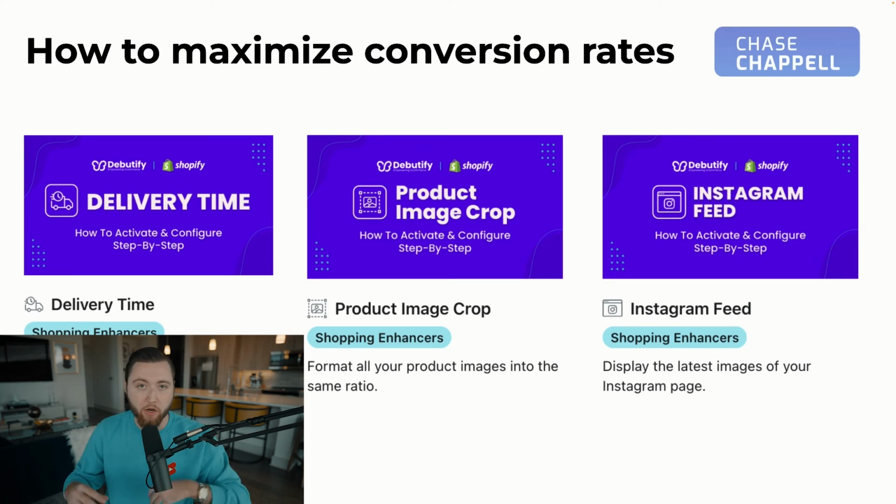Product image crop. We know if the images are 1080 by 1080, squared up and perfectly cropped and aren't varying in size, it's definitely going to help with your conversion rate. So you're going to want to make sure to format all your product images into the same ratio. This is all stuff that the theme covers, and I highly recommend to check it out. And adding your Instagram feed, like we were talking about, the UGC content that improves your conversion rates for sure.